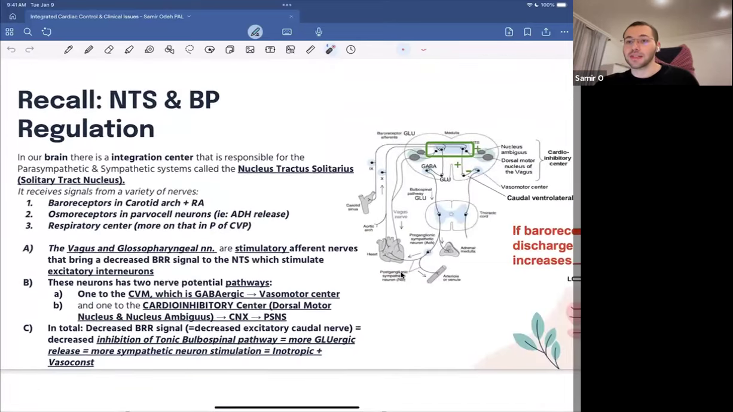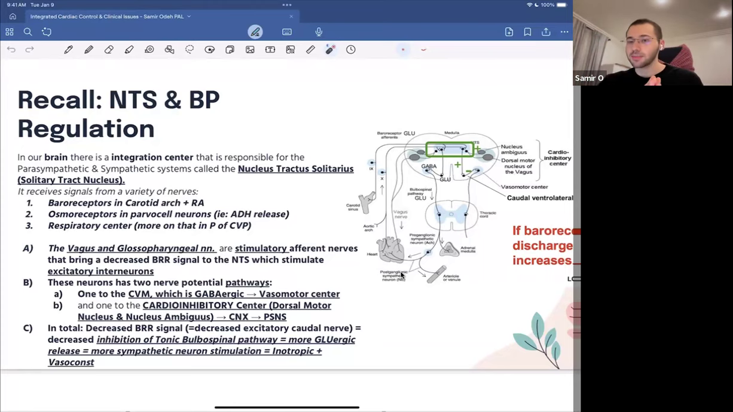All right. So going back to your previous lecture, we're going to start talking about the nucleus tractus solitarius, also known as the solitary tract nucleus in English versus Latin. Essentially, it's a part of the brain that is an integration center. I know you're probably taking pulmonary physiology right now, and you probably just discussed the respiratory center. This is very similar to that. We even receive signal from the respiratory center.